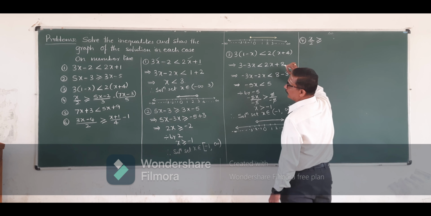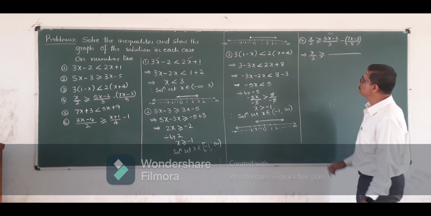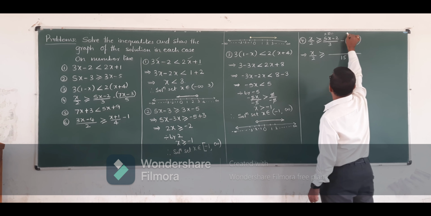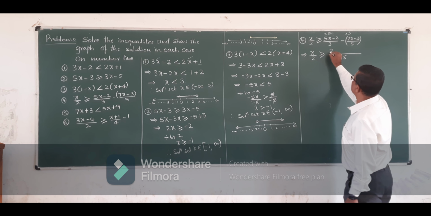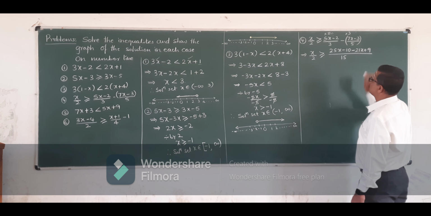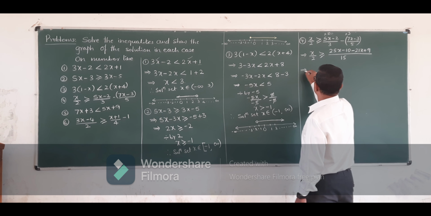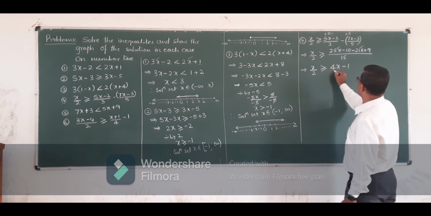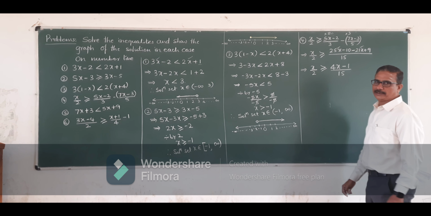This implies x by 2 more than or equal to, among those two take the LCM. LCM of these two is 15, correct? So 3 5s are 15, 5 5s are 25x, 5 2s are 10, minus 7 3s are 21x, minus into minus plus 3 3s are 9. This implies x by 2 more than or equal to 25x minus 21x, that is 4x, minus 10 plus 9 minus 1, divided by 15.